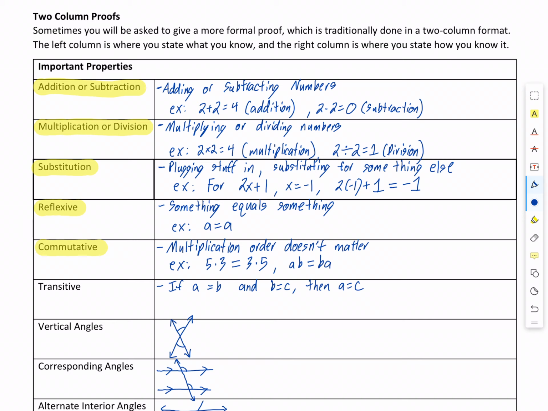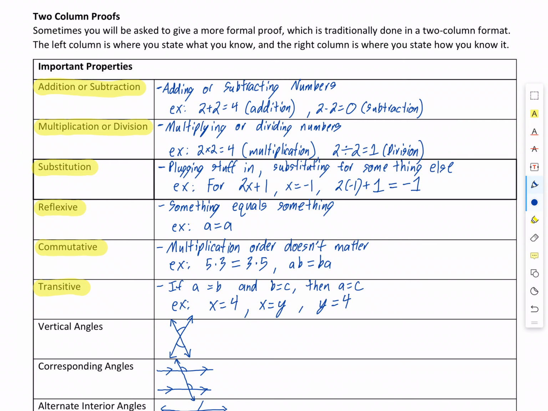And so that's what the commutative property is. Transitive property, like I put down here, if A equals B and B equals C, then A is equal to C. So let me just put that example in numbers. If we have x is equal to 4 and x is equal to y, then therefore y is equal to 4.